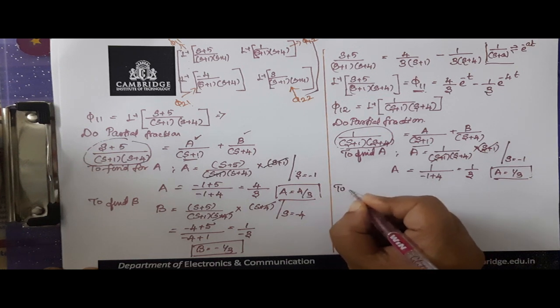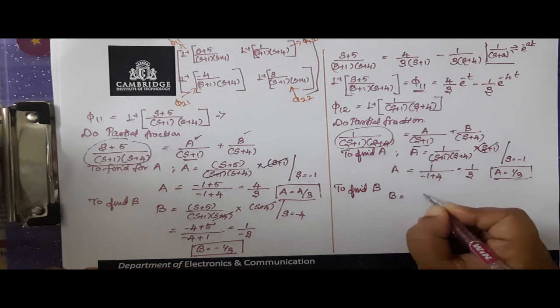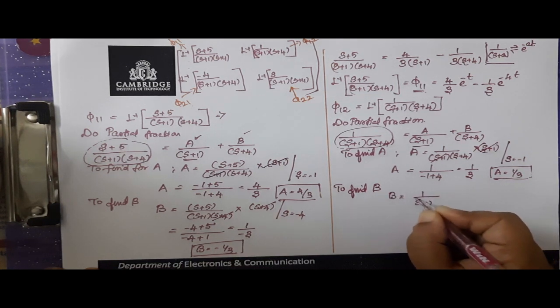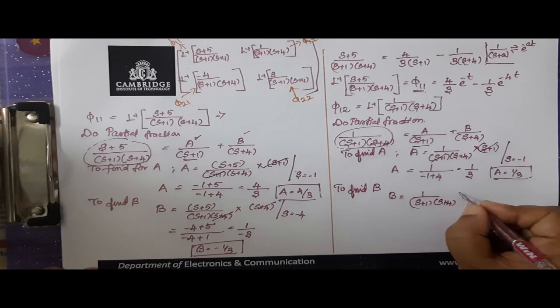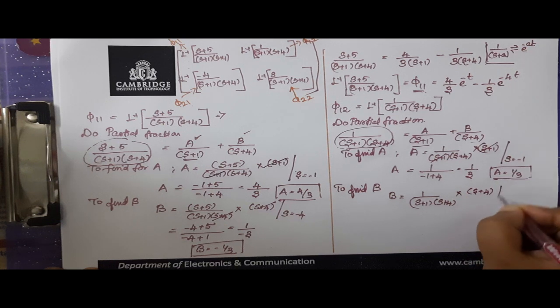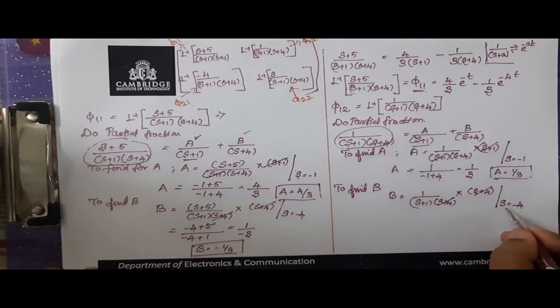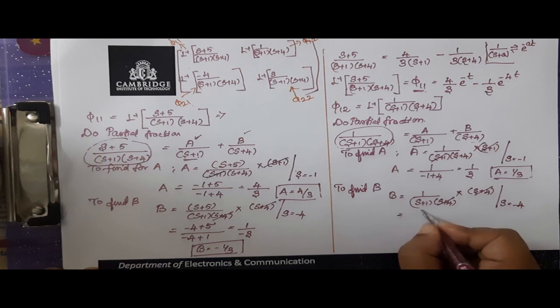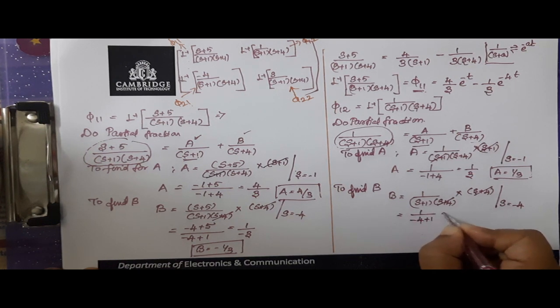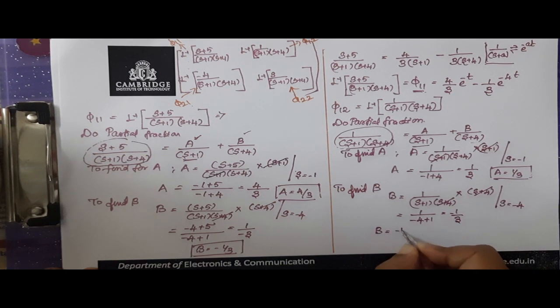To find b, it is equal to 1 by (s plus 1) into (s plus 4), where the denominator of b here is s plus 4. At s plus 4 equal to 0, s will be equal to minus 4. S plus 4 and s plus 4 will get cancelled out. Substitute for s equal to minus 4 here. So 1 divided by minus 4 plus 1, that is minus 1 by 3. So in this case, b is equal to minus 1 by 3 and a is equal to 1 by 3.